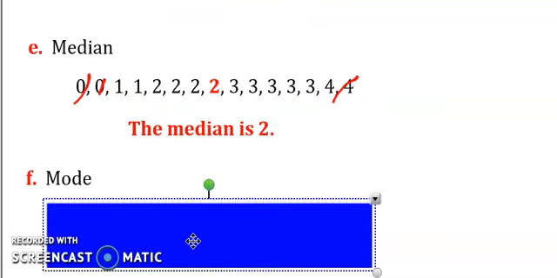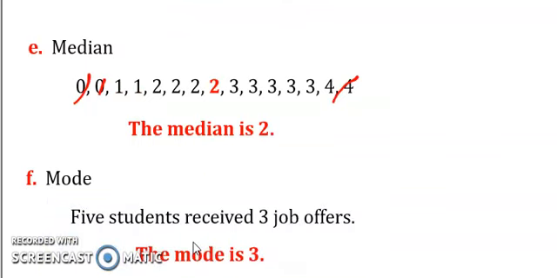And then the last one, the mode, where I asked you to be surprised. Mode is going to be 3. That was the most common result. We had 5 students with 3 job offers. That was the most common answer.